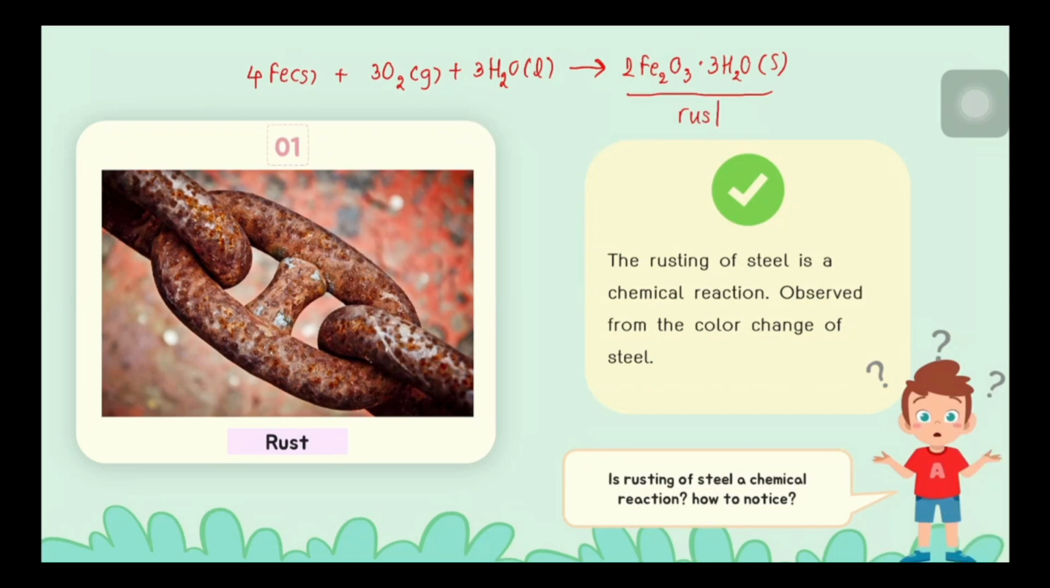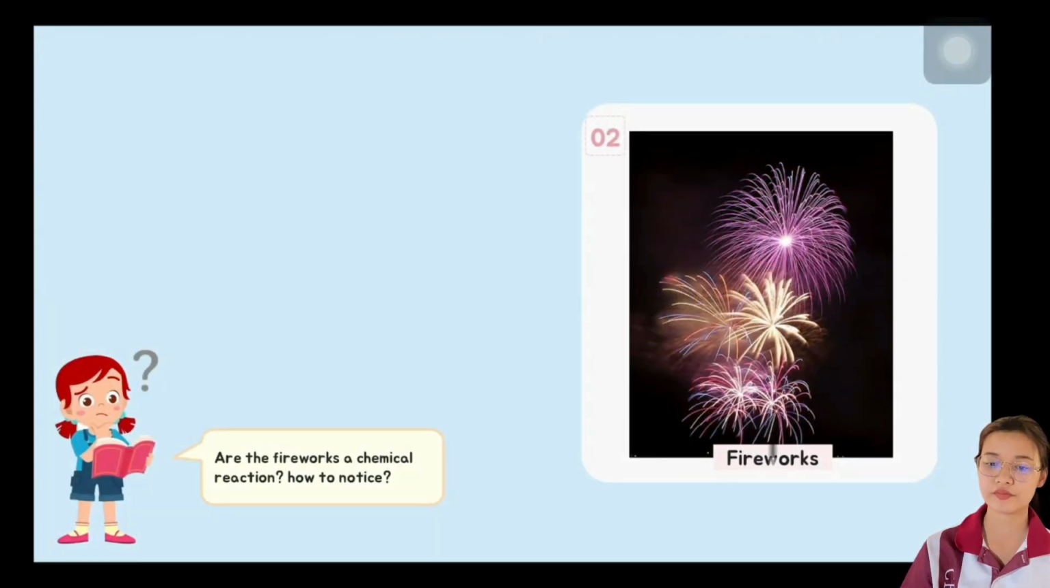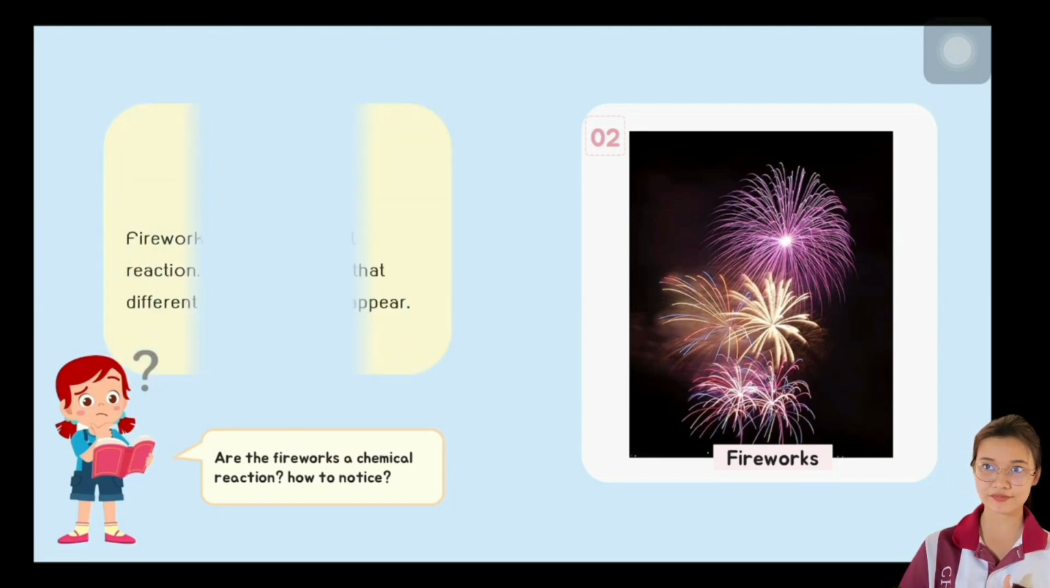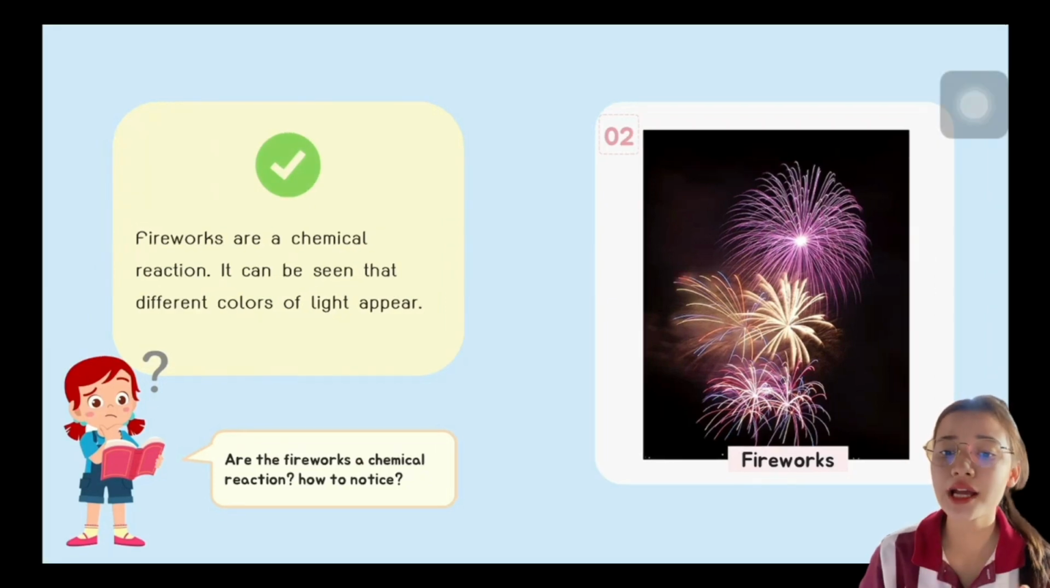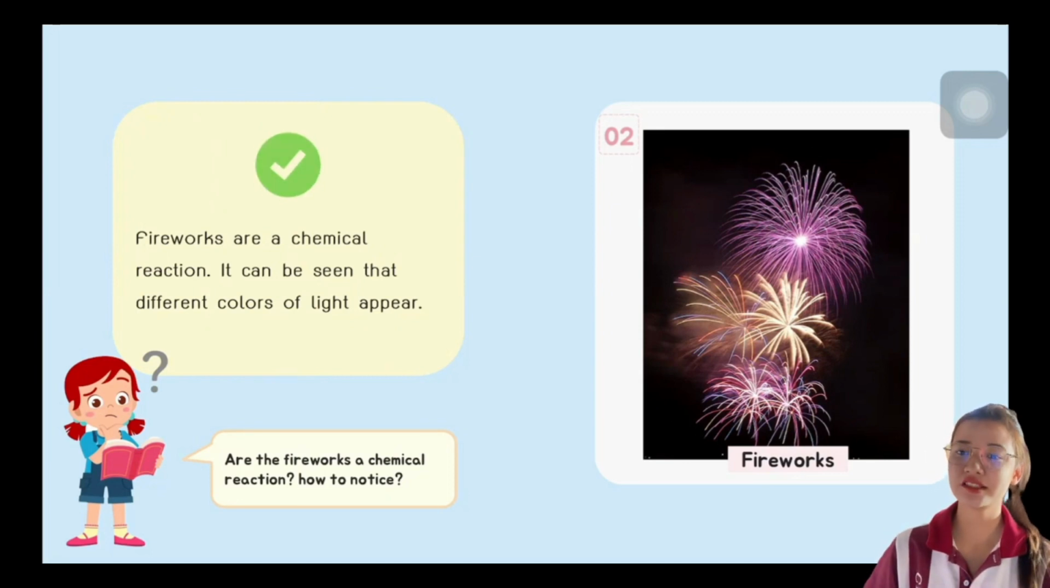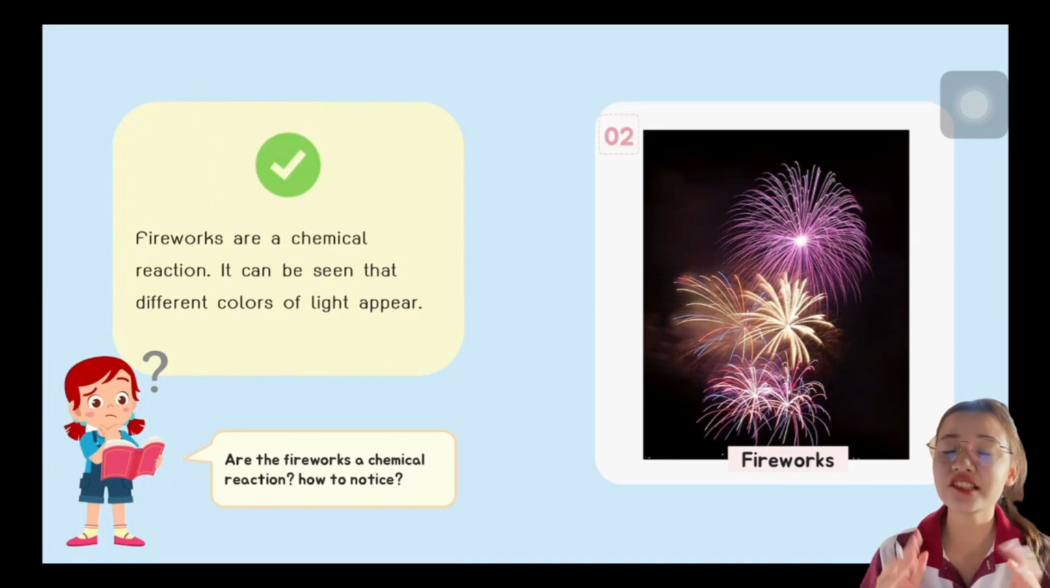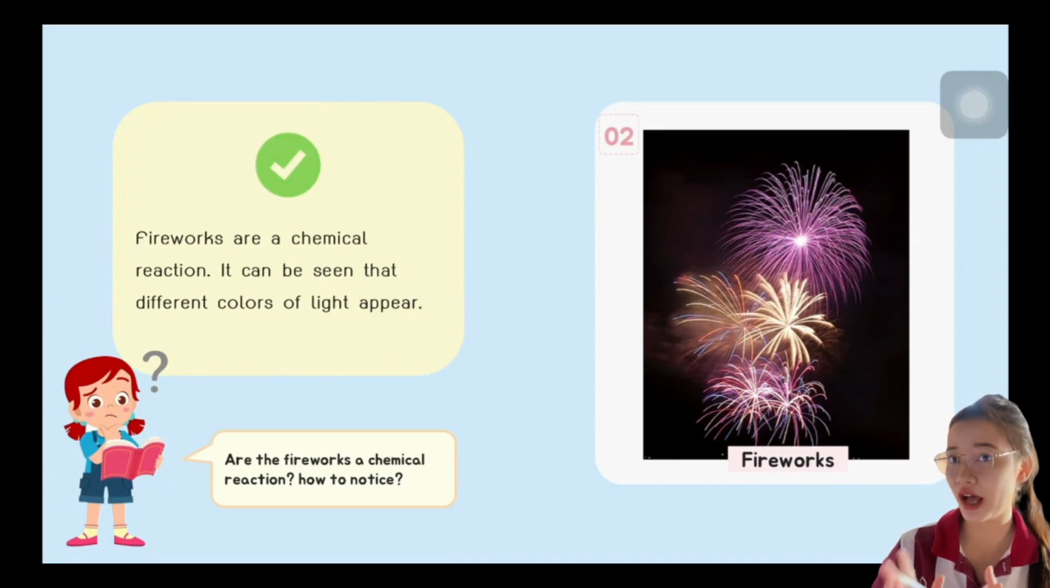Okay, next. This is a picture of fireworks. Are fireworks a chemical reaction? How can we notice? Would anyone like to answer this question? Yes! Fireworks are a chemical reaction. It can be seen that different colors of light appear. Each color of light can come from a different element. So that's interesting.